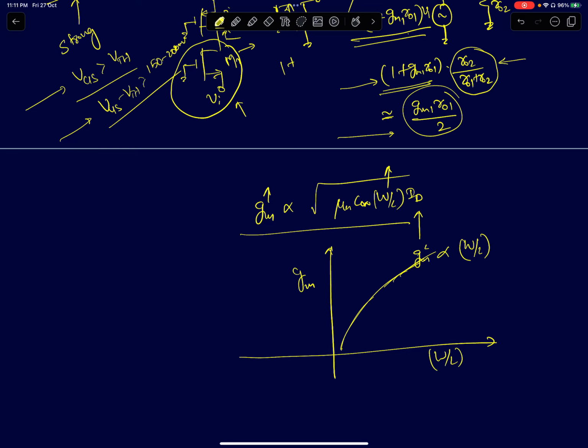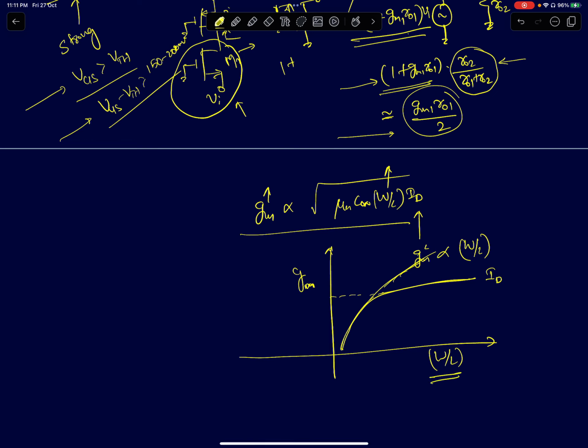In reality, however, you will see that after a certain value of W by L, your gm saturates. For a given drain current, there is a fundamental limit of gm which you cannot exceed after a certain value of W by L.